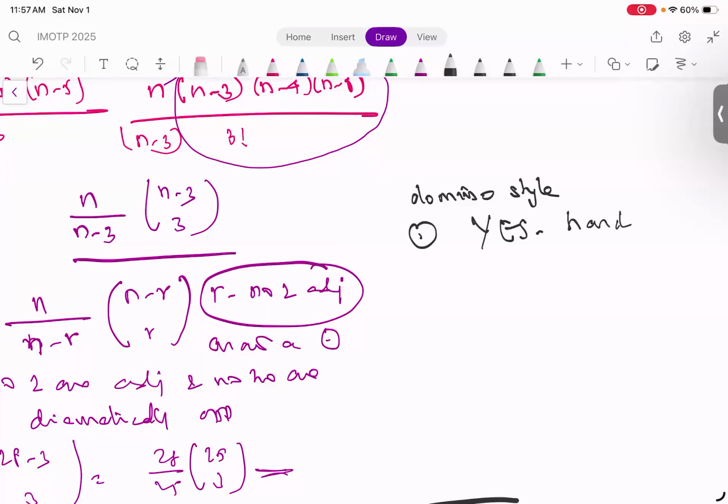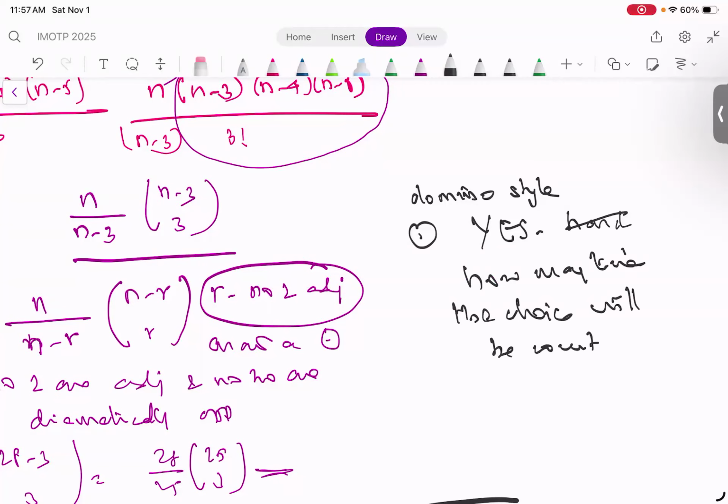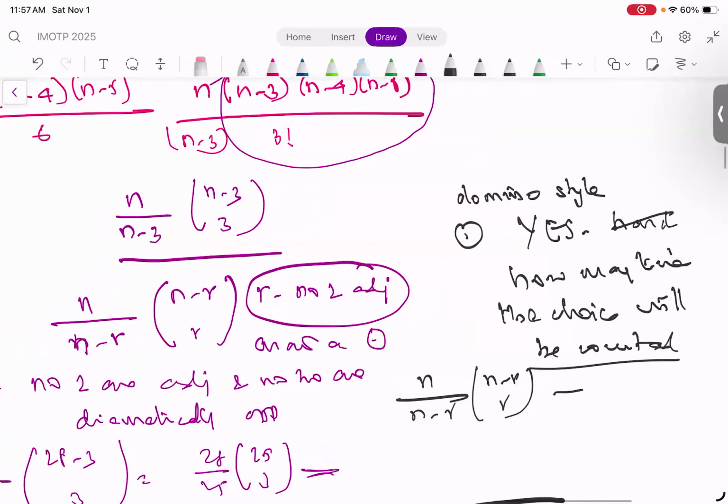There is one small thing which you have to take care of. That is, once I put the dominoes, how many times will the choice be counted? That we have to decide. Once you do that, the formula n by n minus r into n minus r choose r will automatically flow out.